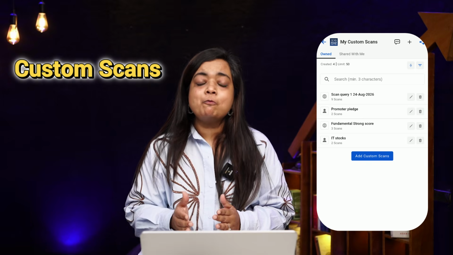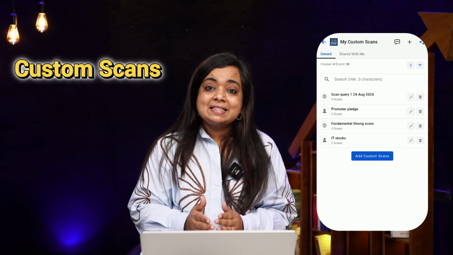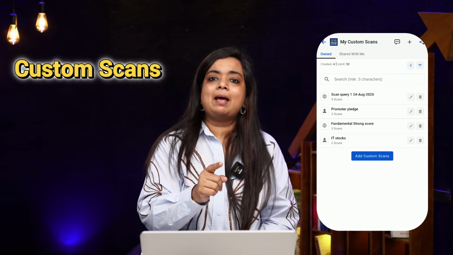Hi, I am Shuchi Rumta, and today I will be discussing how Stockedge custom scans can help you filter stocks exactly based on your parameters. Instead of actually looking at so many stocks together, you can set your conditions which actually matter. So let's get started.